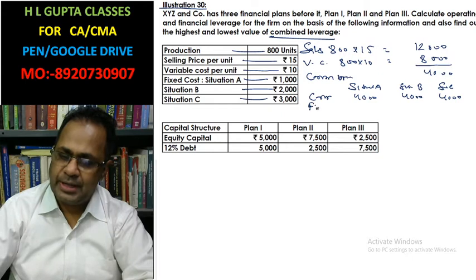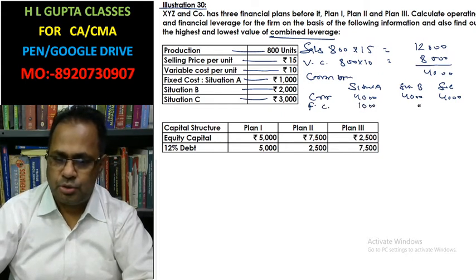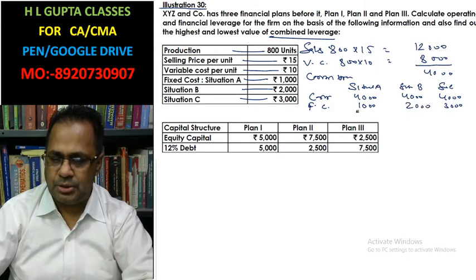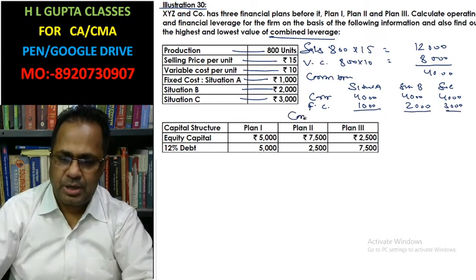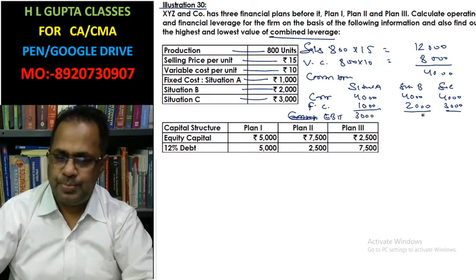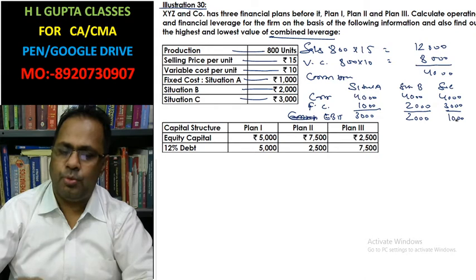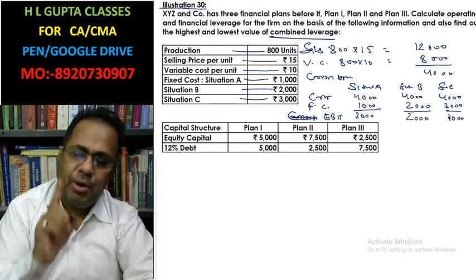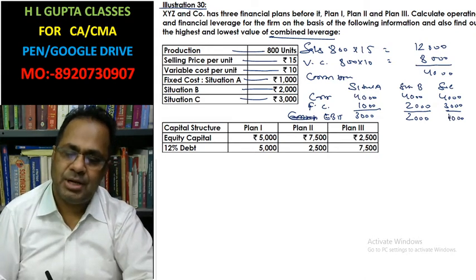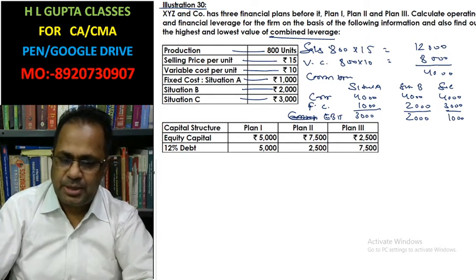Now fixed cost for each situation is different. This is 1,000, this is 2,000, this is 3,000. After this you have to calculate EBIT. EBIT will be 3,000, 2,000, and 1,000. Now in three situations you have calculated contribution as well as EBIT.